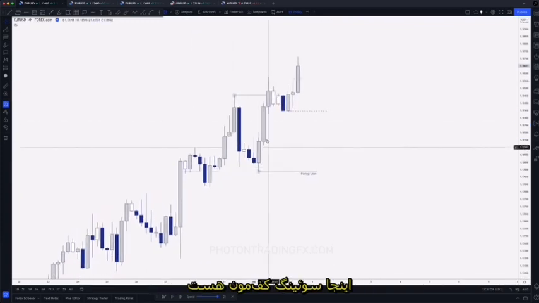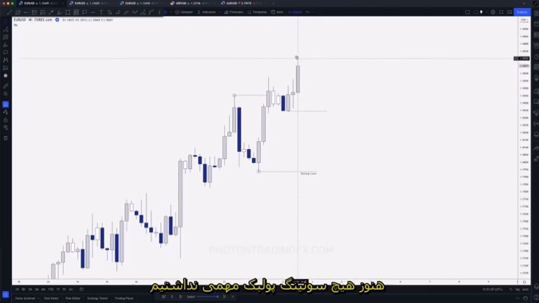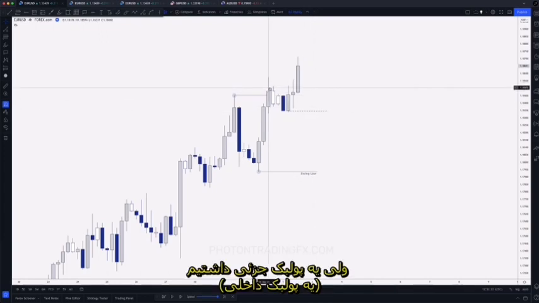So this is my swing low. We've gone on to make a higher high, but we have not yet had a 40 pip pullback. So there is no significant swing pullback just yet, okay? But we have had a minor pullback. We've had an internal pullback, right?